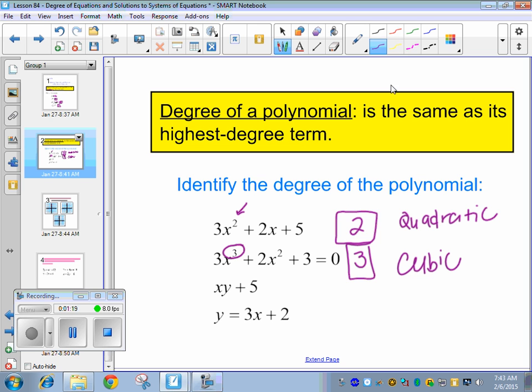And then we have xy plus 5. So xy plus 5 really just has a 1 and a 1 on that term. You do add those together, so this highest exponent is 2. And the last one, we've got a 1 on each. So this highest exponent is a 1. And this last one is linear, as it's y equals mx plus b. And why add? Because they're not side by side. So it has to be one term, like one single term.